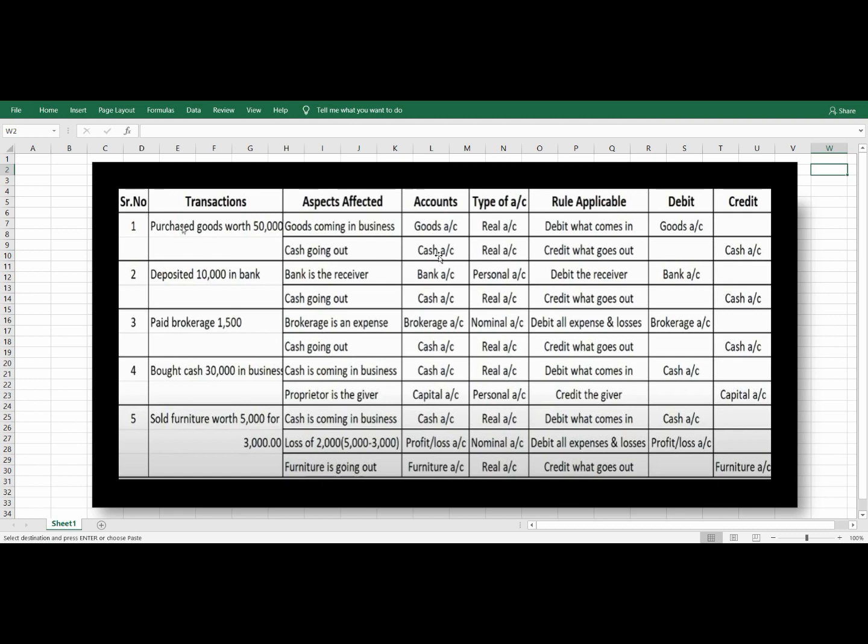Similarly, the second aspect is the cash account. Cash account again is a real account, so again the rule for real account will be applicable. Over here, if you see in the transaction, cash is going out because cash is being paid for the purchasing of goods. So, as per the rule, debit what comes in, credit what goes out. So cash account will be credited because it is going out of the business. Therefore, cash account will be credited.